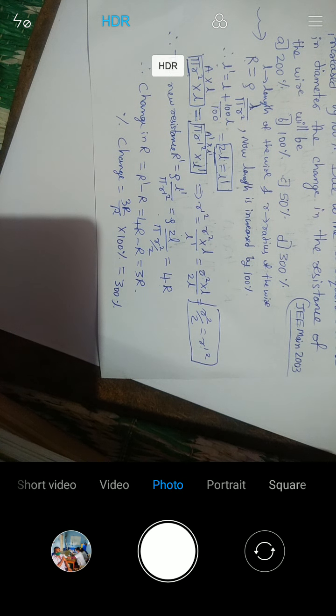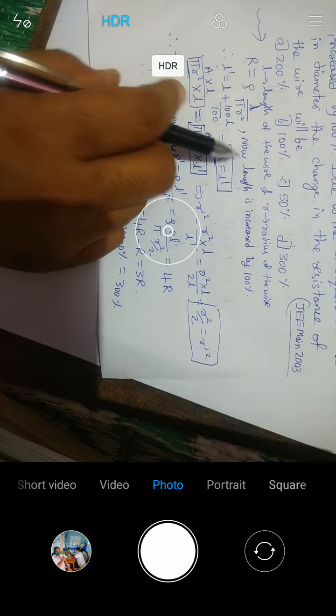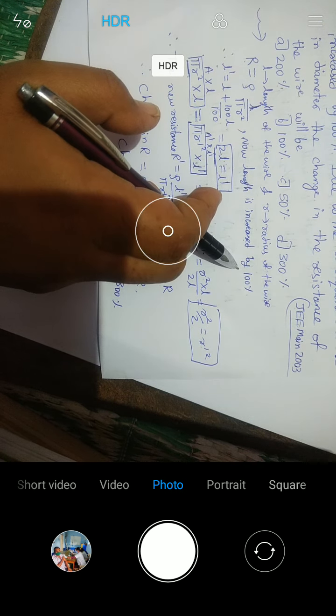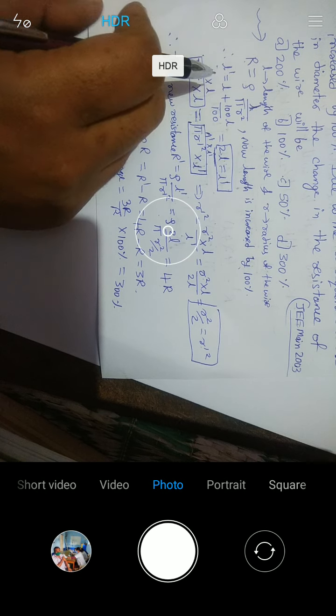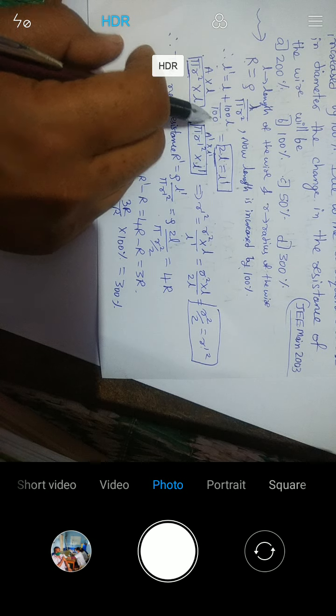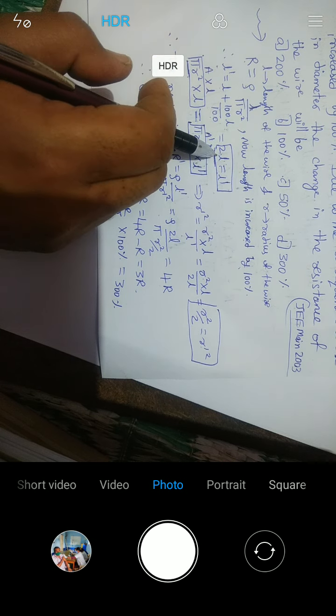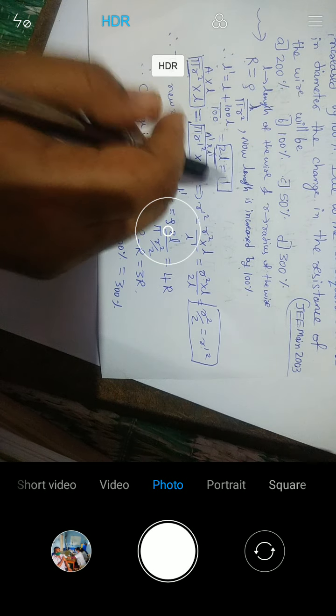So therefore, if L is the length of the wire and small r is the radius of the wire, then R is equal to rho L by pi r square. Now the length is increased by 100%. Then L dash is equal to L plus 100 L by 100. So 100 gets cancelled. L plus L is 2L. 2L is equal to L dash.